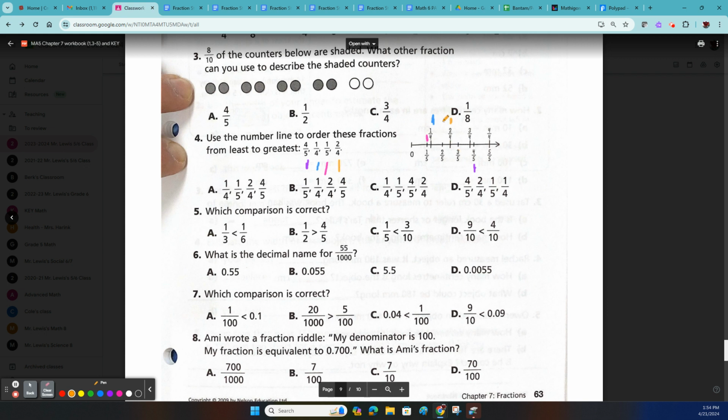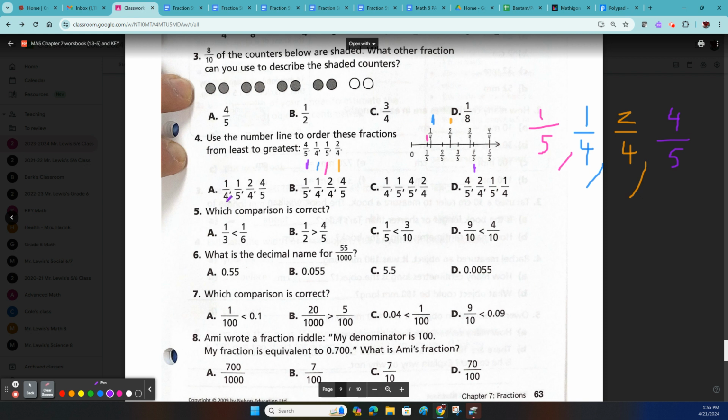Okay. So here's my order. I've got 1/5. I'll use a comma to separate my terms. Then I've got 1/4. And then I've got 2 quarters. And then lastly, that must be, yep, 4/5. There's my organized fractions, and I'm using a number line to help me organize them.